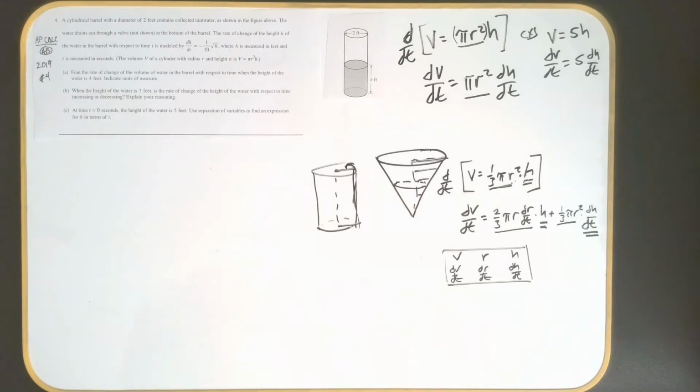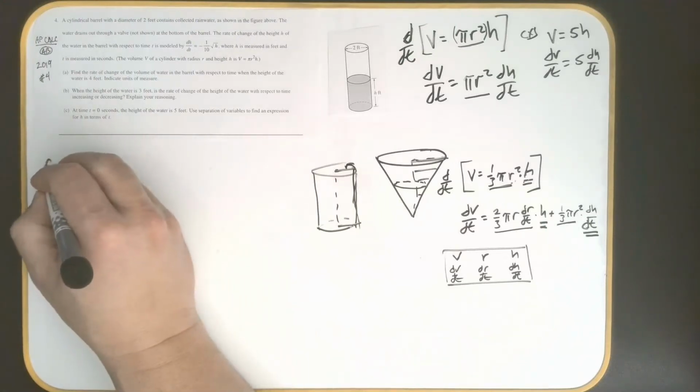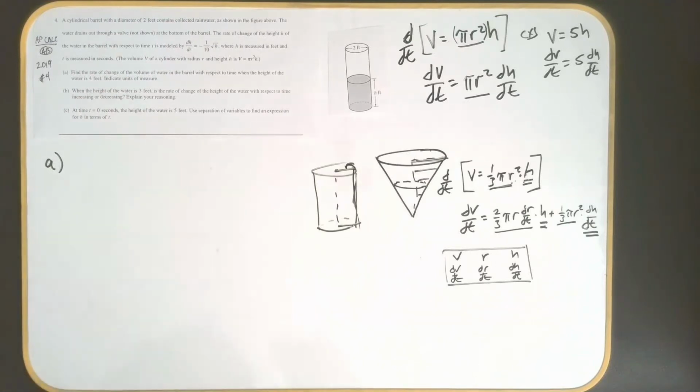Question says a cylindrical barrel, and here it is right here. A cylindrical barrel with a diameter of 2 contains collected rainwater, as shown in the figure. The water drains out a valve, not shown, at the bottom of the barrel. The rate of change of the height of the water in the barrel with respect to time is modeled by dh/dt is equal to negative 1/10 radical h, where h is measured in feet and t is in seconds. The volume of a cylinder, they actually provide it for you, is pi r squared h. Find the rate of change of the volume of the water in the barrel with respect to time when the height of the water is 4 feet. Indicate units of measure.